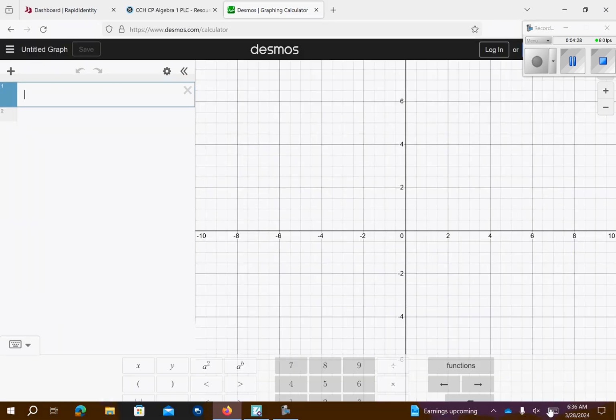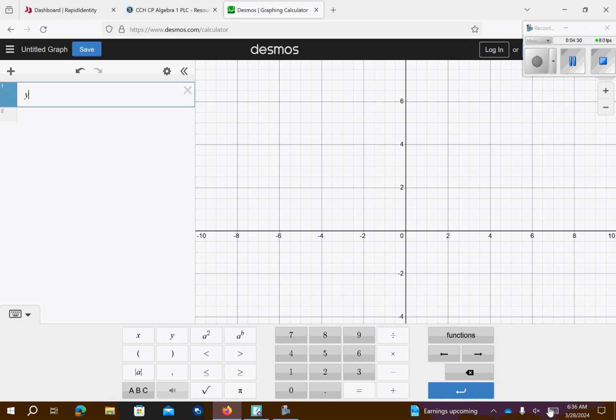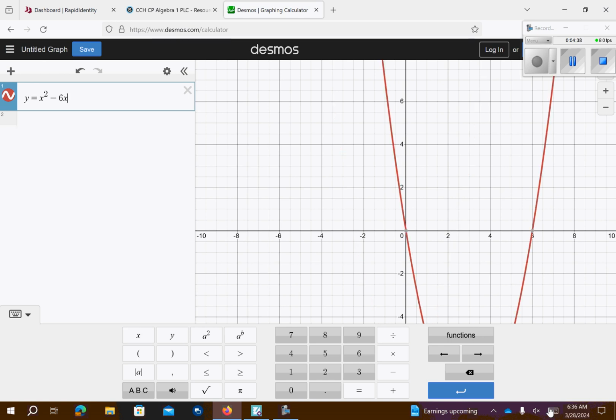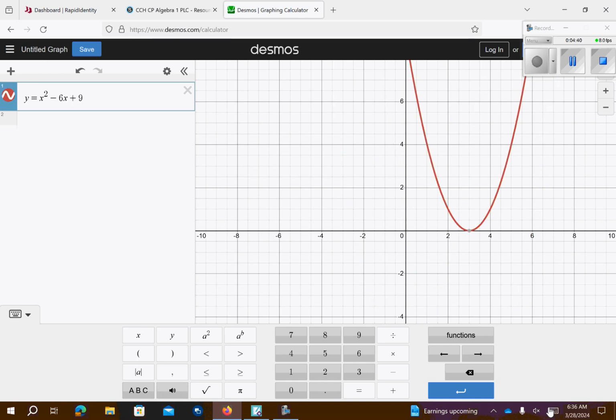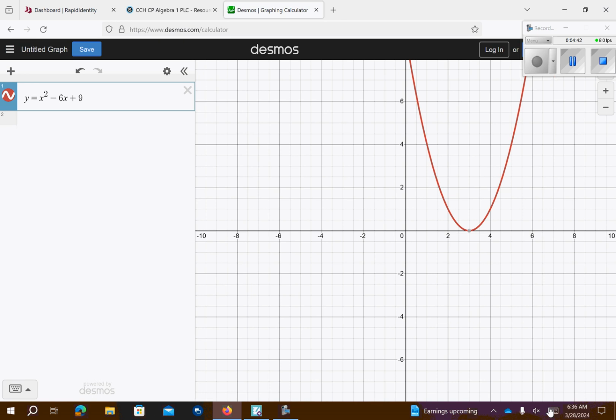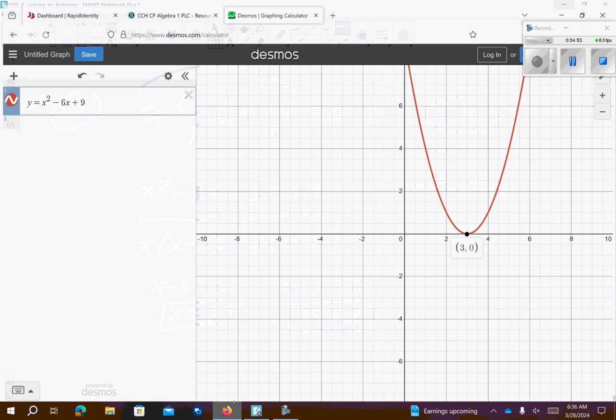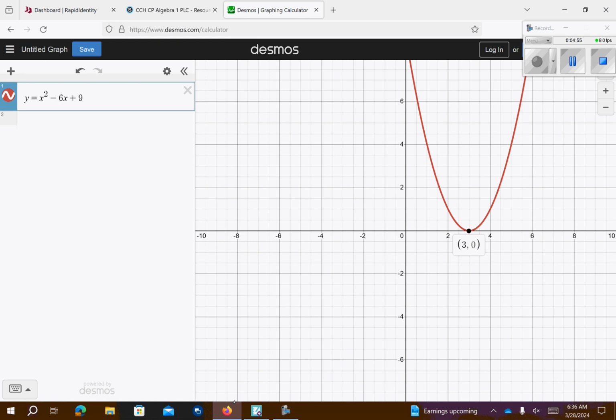Oops, get that. So I get y equals x squared minus 6x plus 9. All right, notice this. It only kisses the x-axis. So if we look back at our answer, the answer itself, we had 3 and 3. So we had the same answer happen twice. That's why it happens there in that situation.